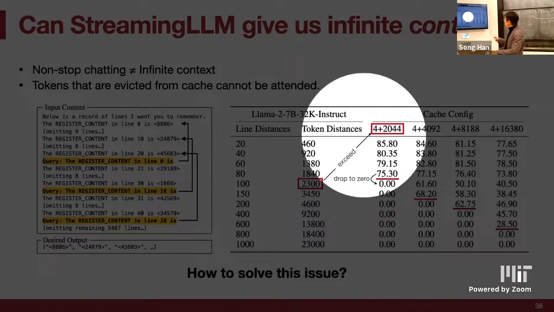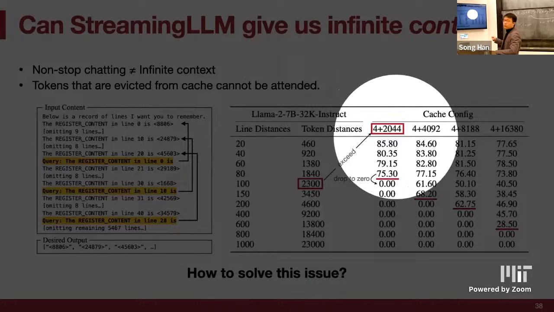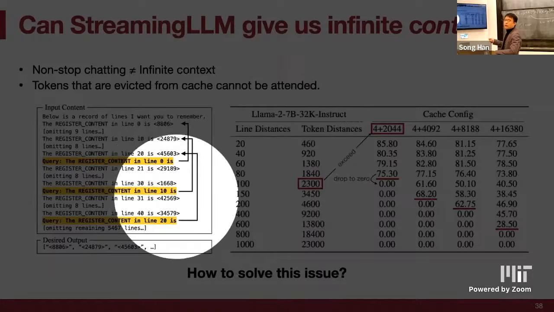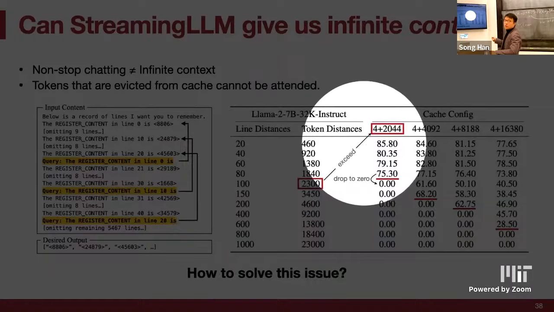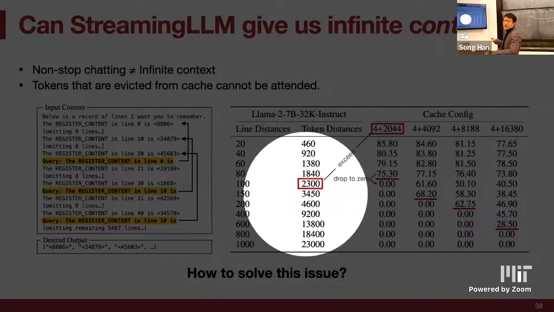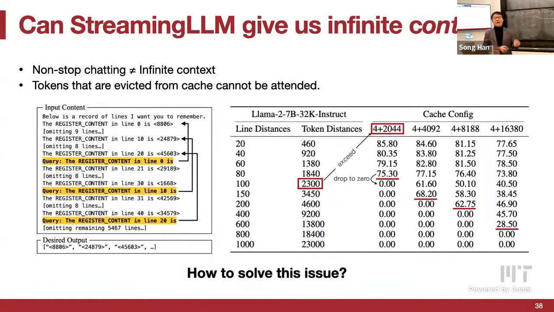And we find that when the cache configuration is like the cache has 2044 plus 4 sink tokens, when the token distance, this is the distance between the query and the needle, exceeds 2048, like 2300, the accuracy goes to 0. And when the cache is 4K but the distance is 4.6K, the accuracy will also drop to 0, okay? Because the content is evicted from the KV cache. By no way can you retrieve it.